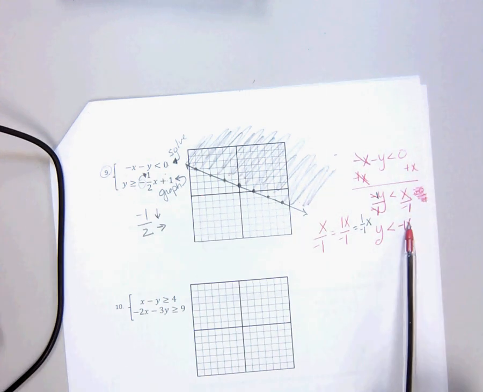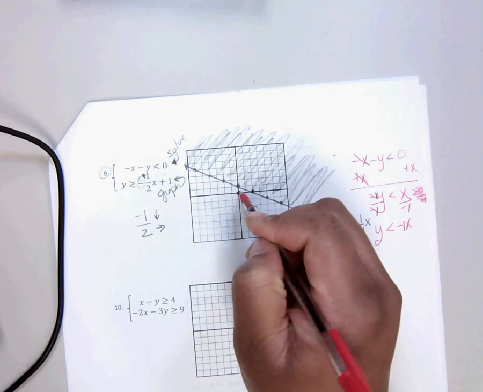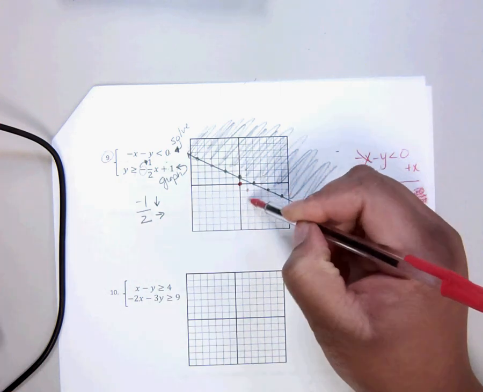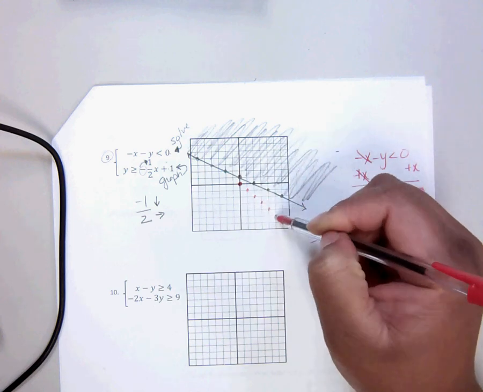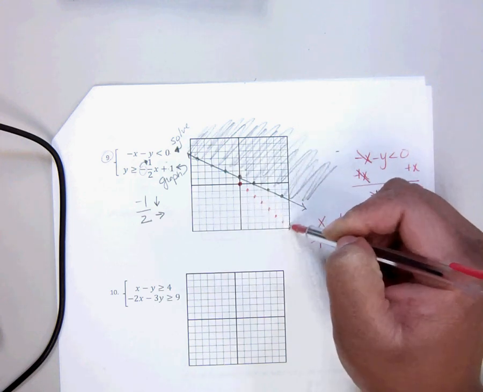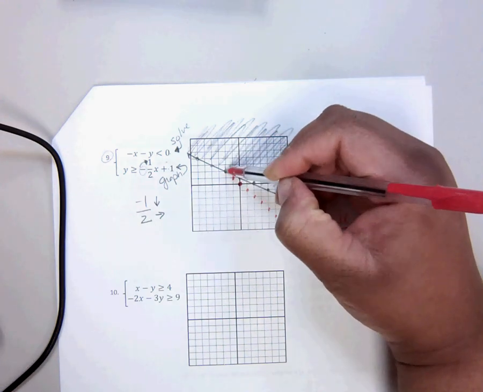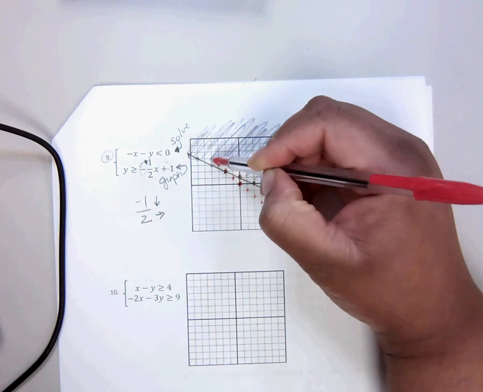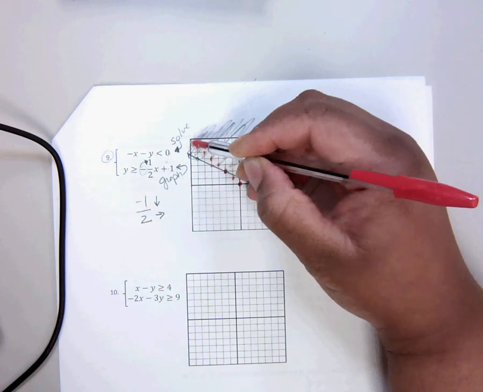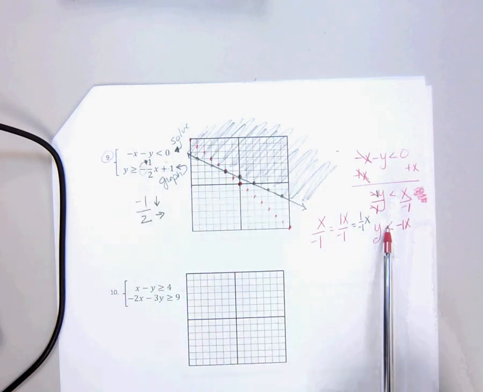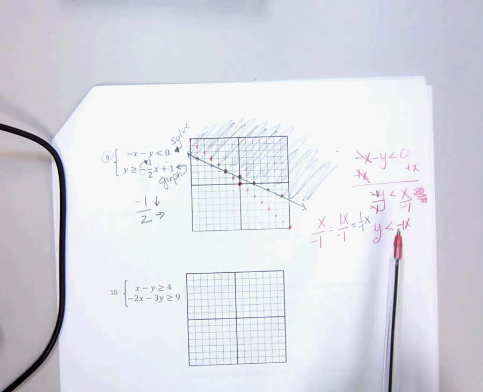We start at 0, and then we go down 1 and right 1. I'm going away from it, so I need to go the other way. So up and left, up and left, up and left, up and left, up and left, up and left. Okay, and I need to connect it. Look at that one. I need to connect it with a dash line, and it needs to be shaded.